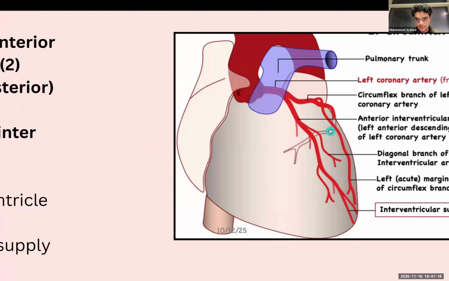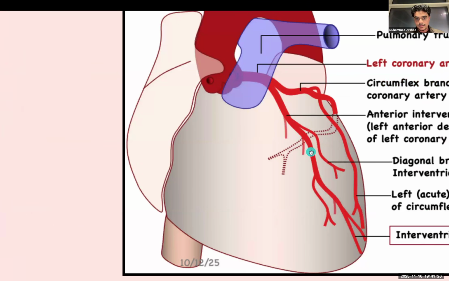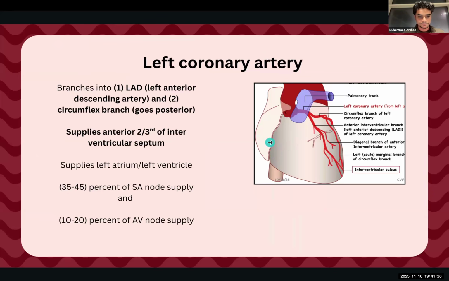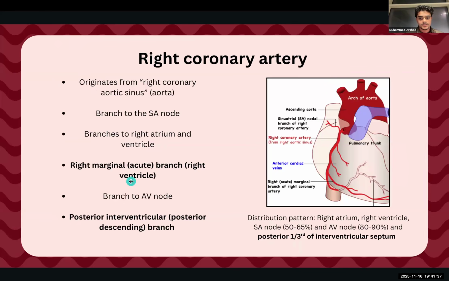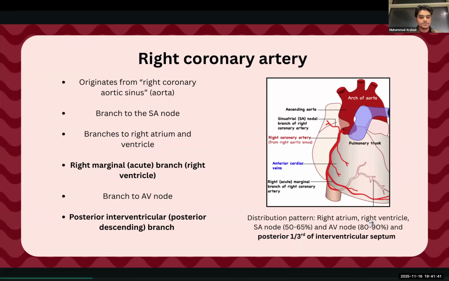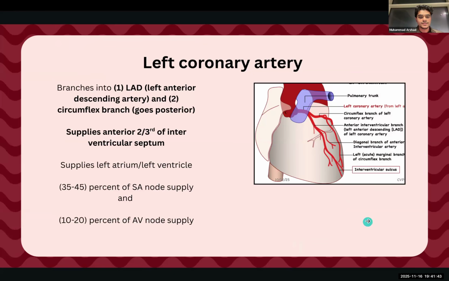And as you can see here, this is the LAD. And then this is going to be going behind, and it's going to go and supply the posterior part of the heart. And something very, very important, again, that you need to know is that the LAD supplies the anterior 2/3 of the interventricular septum. So the PIA branch supplies the posterior 1/3, right? And this LAD is going to be supplying the anterior 2/3 of the interventricular septum.